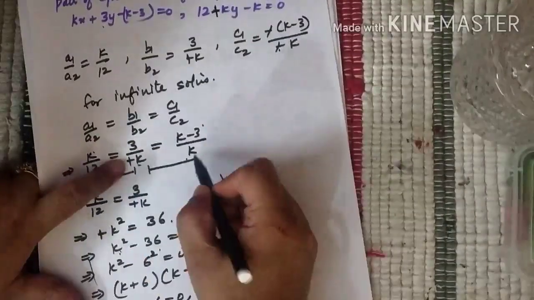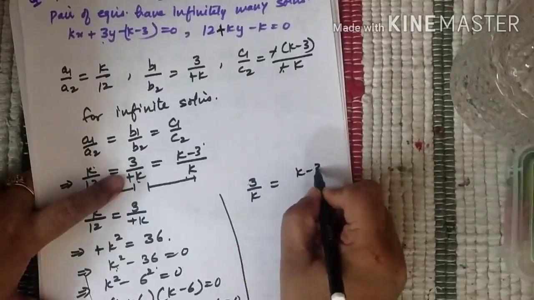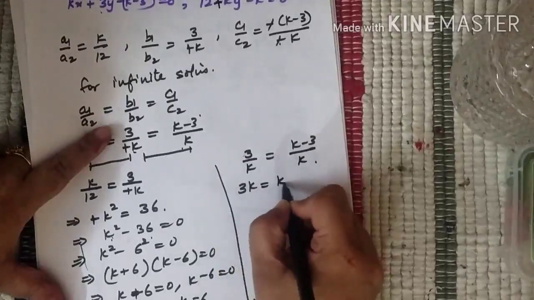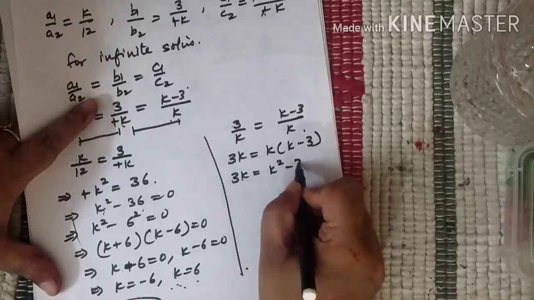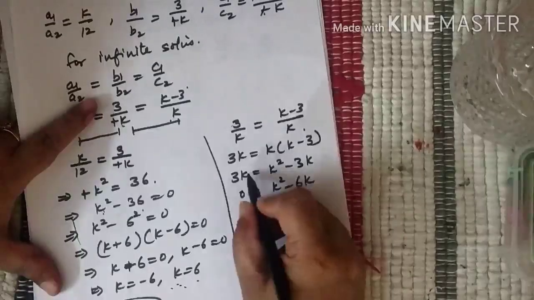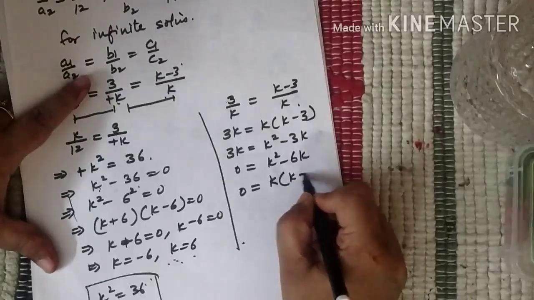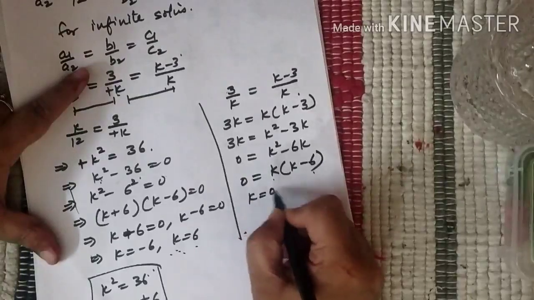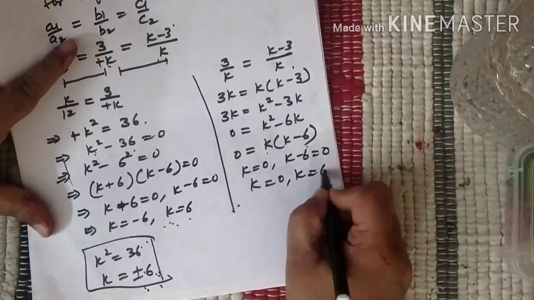Now if I look at the other set of equations, 3 by k is equal to k minus 3 by k. What do I get if I try and solve? 3k is equal to k into k minus 3. 3k is equal to k square minus 3k. So we get k square minus 6k, bringing it to one side. Again, remember the golden rule: factorize and then equate the factors to 0. So I have factorized, k is 0 or k minus 6 is 0. K is 0 or k is 6.